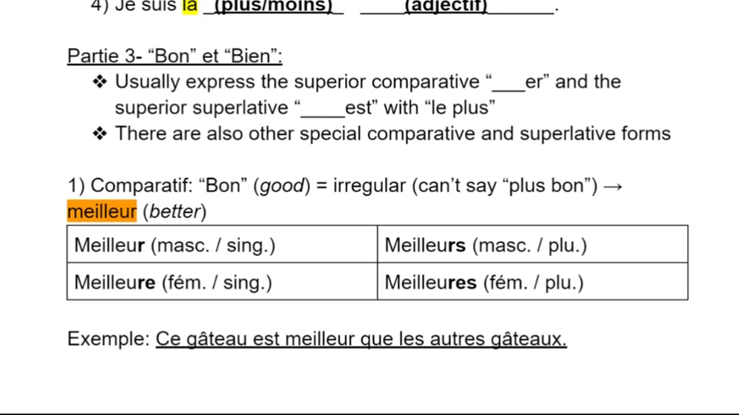Of course, it has to agree with whatever you're using in your sentence. So if it's masculine singular, you would say just meilleur. Feminine singular would be meilleure. Masculine plural is meilleurs, so just adding an S. And feminine plural would be adding an ES. So for example, ce gâteau, it's masculine. Est meilleur, because it's masculine, you don't make any agreement. Que les autres gâteaux.